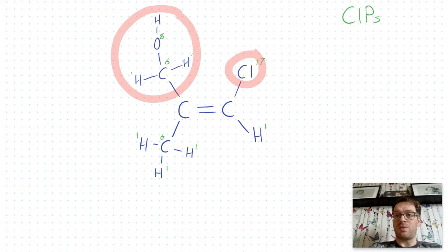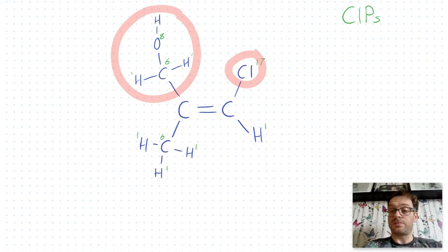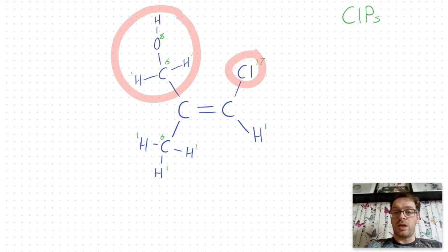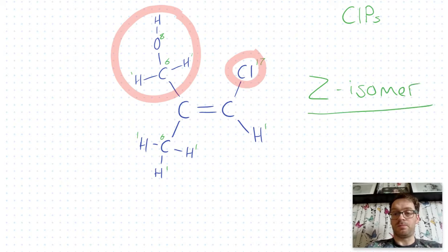Now, the common mistake people make is they just add up the mass of the group, so the total mass of the group attached, and use that. Sometimes that will work, but not always. Maybe have a look in a minute at some examples where that wouldn't work. But because the two priority groups are on the top here, this is therefore the Z isomer for that molecule. Okay.